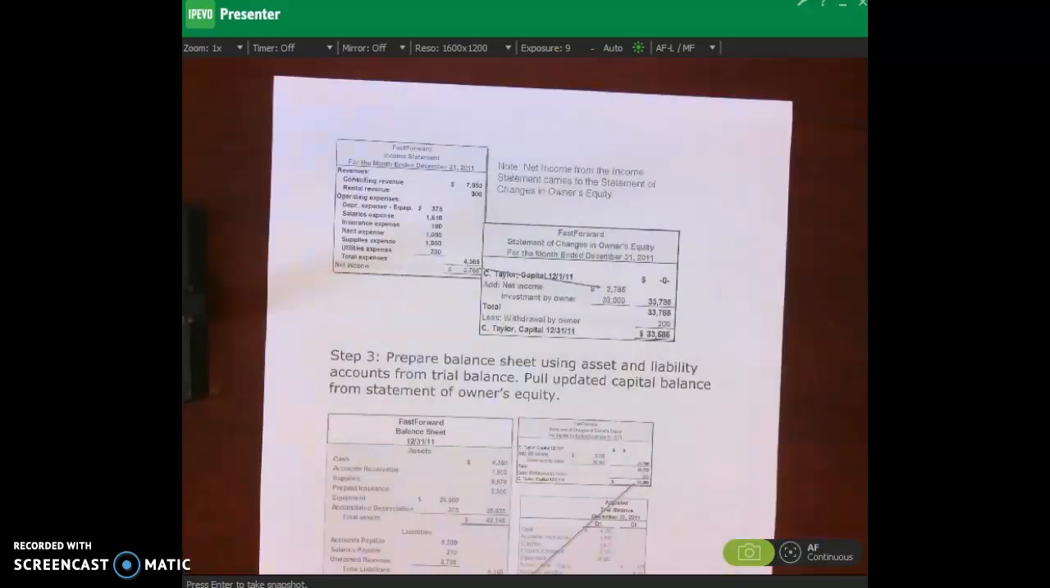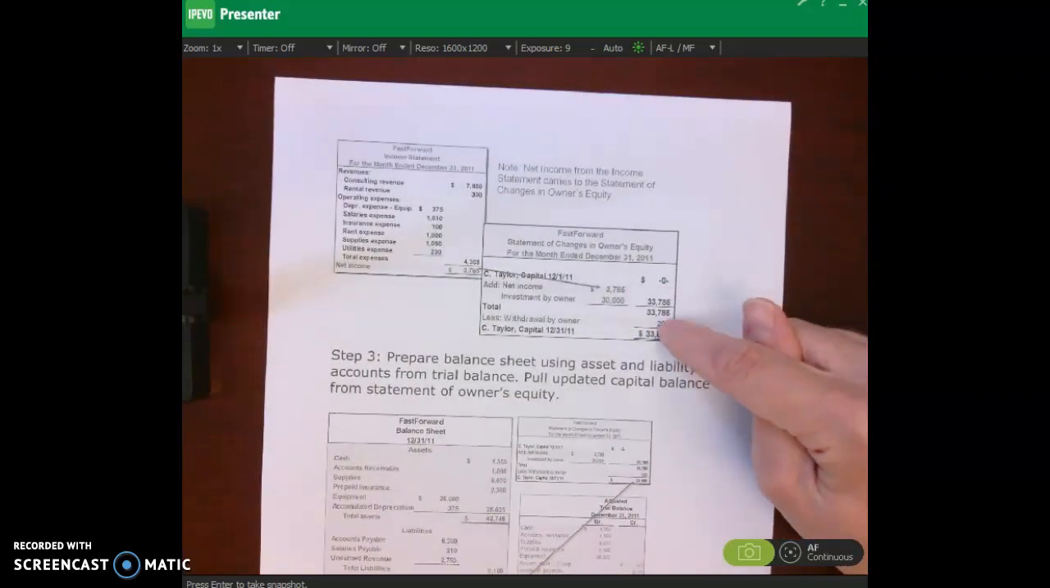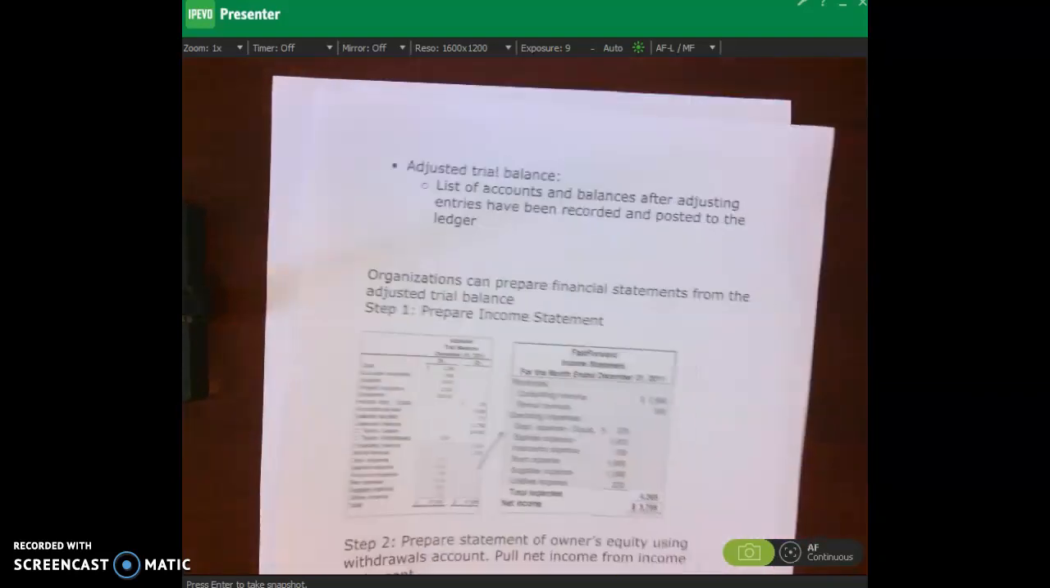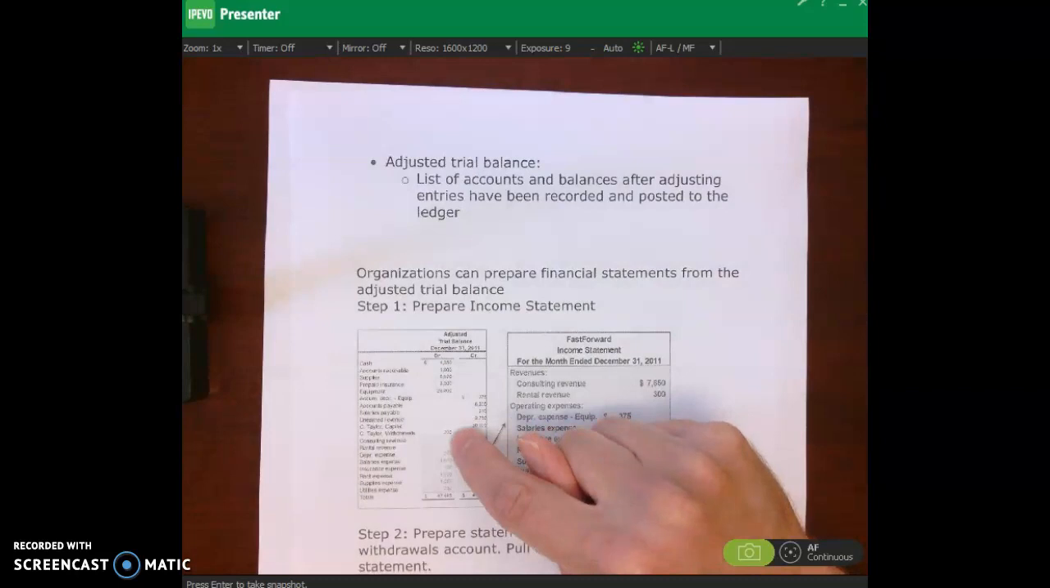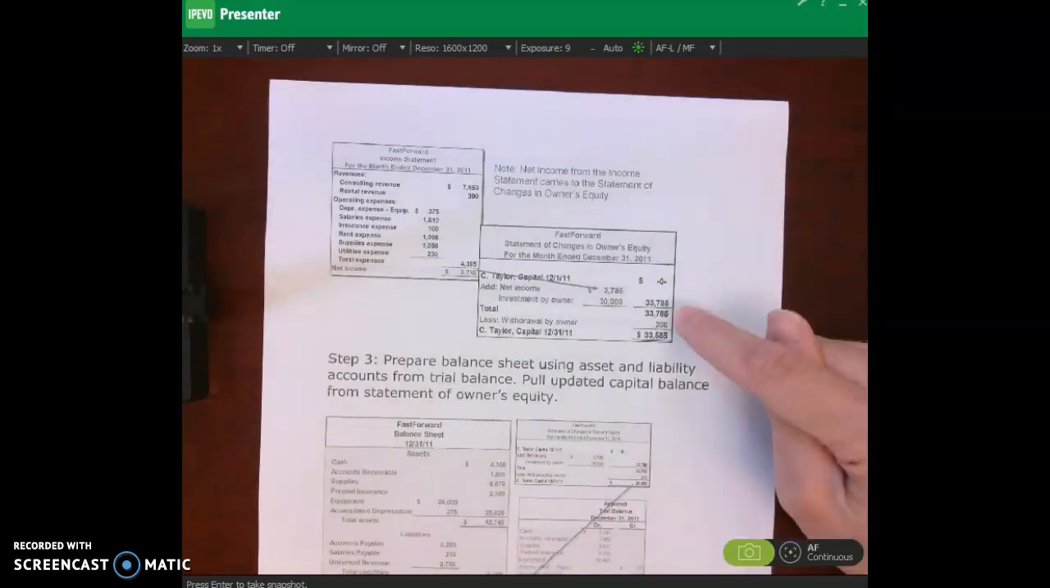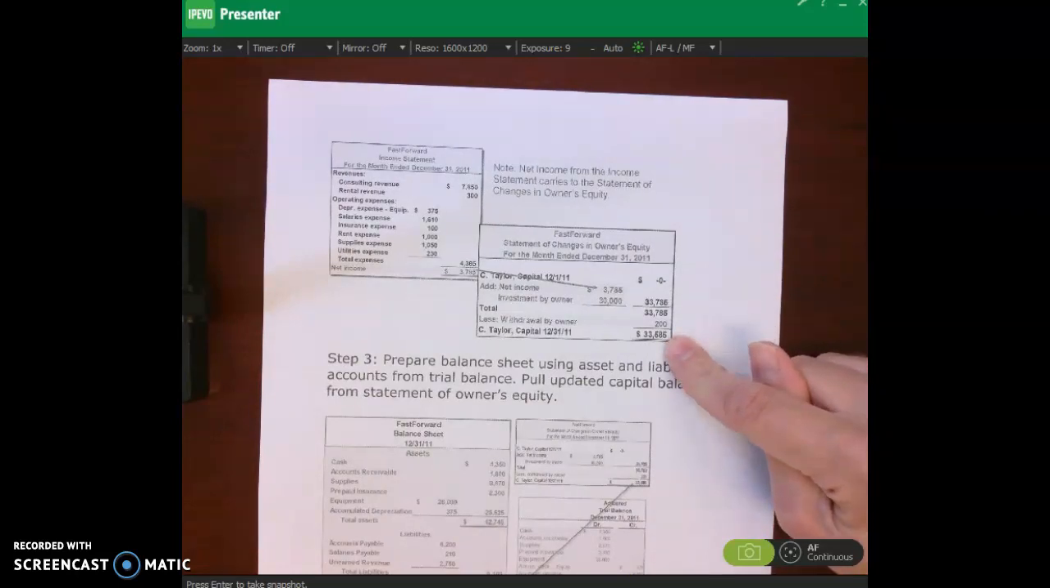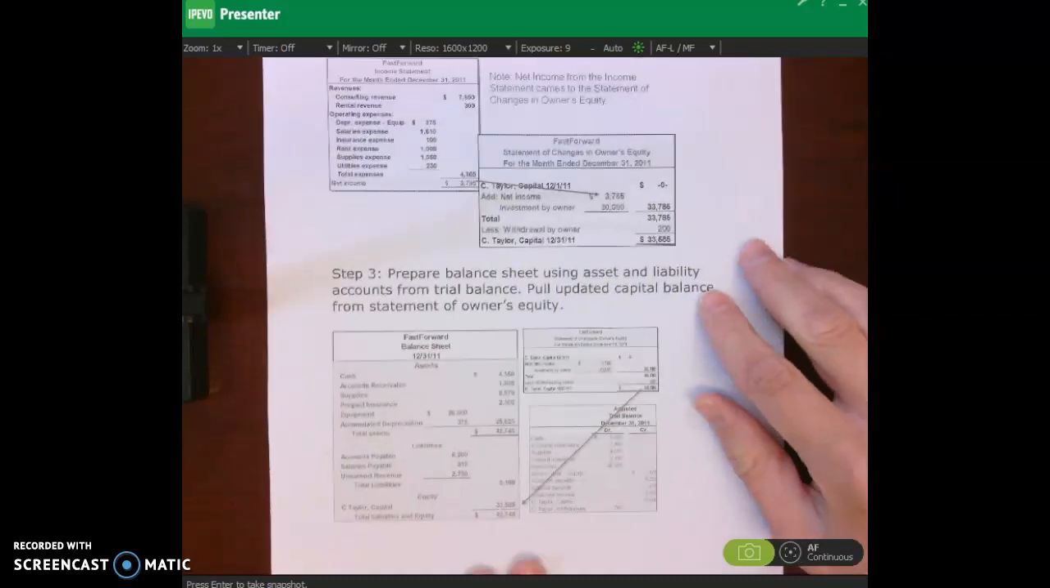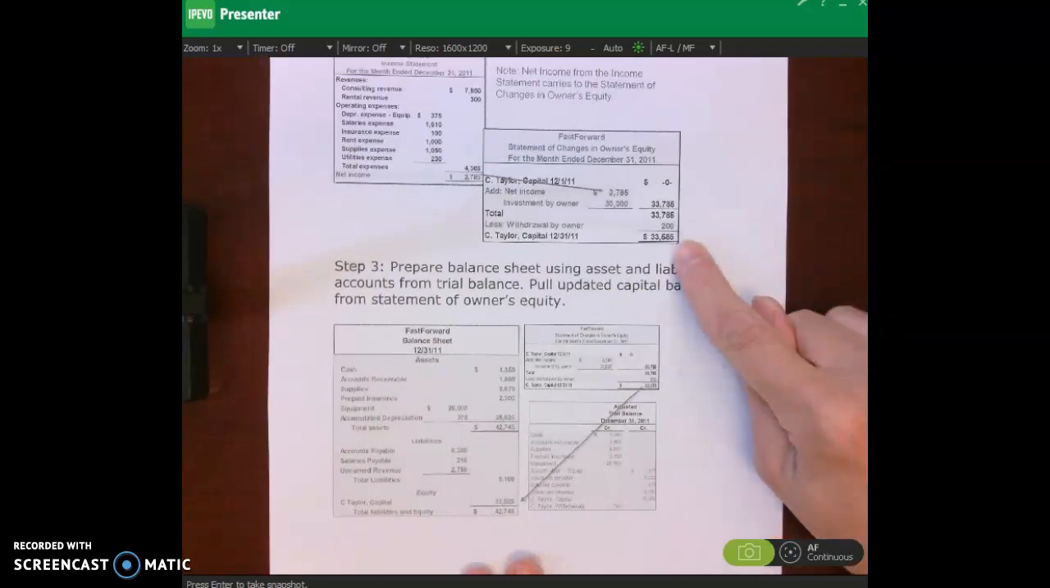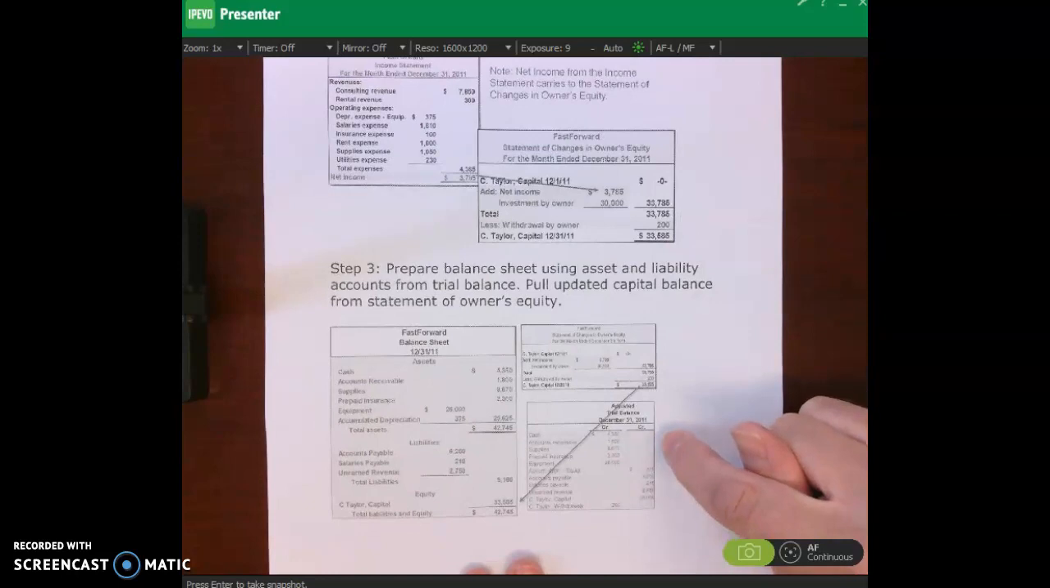So we added $30,000 in owner investment, minus our withdrawals of $200, and we get that, of course, from our adjusted trial balance, $200 right over there. Gives us our ending balance in capital of $33,585. And then we can then use that number to help us do the balance sheet.